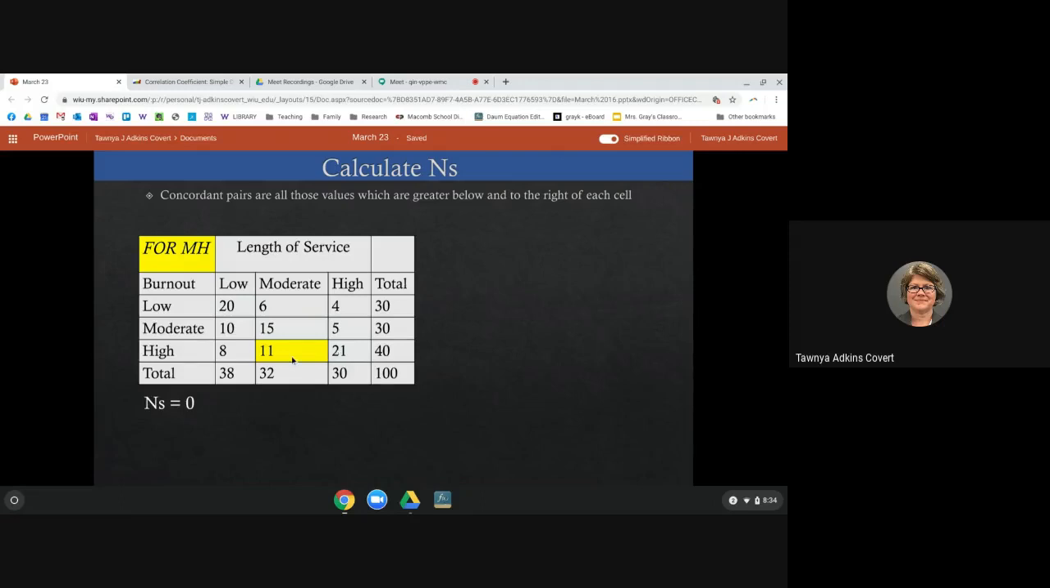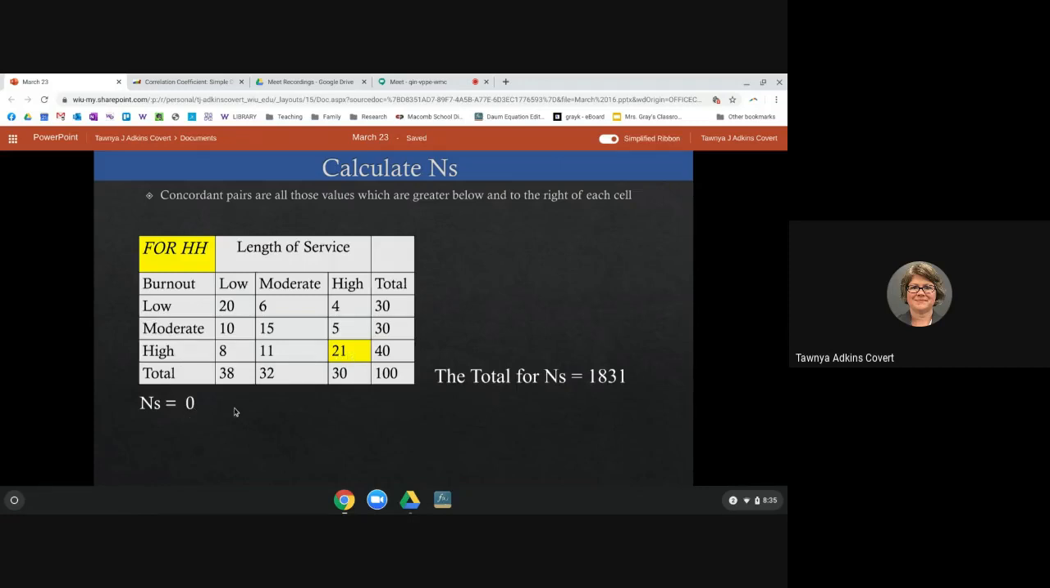We go to our moderate high. We have a value of 11. There's nothing to multiply it by, so the value is 0 because there's nothing higher in both dimensions. For all of our highs here, we're going to have zeros because there's nothing to the right and below that cell that we can multiply it by because we don't include those totals. So for high medium, we have this cell that has 5 in it, but there's nothing higher than it in both dimensions, so that value is 0. And for high high, the value is 21.